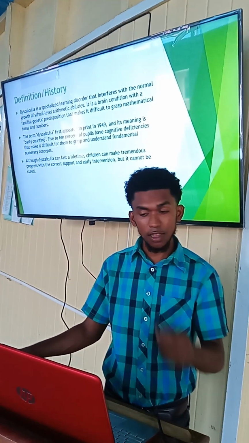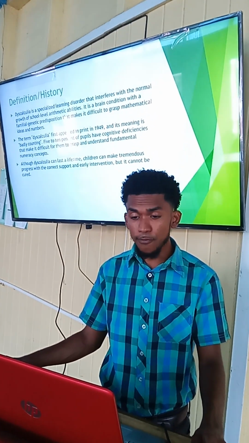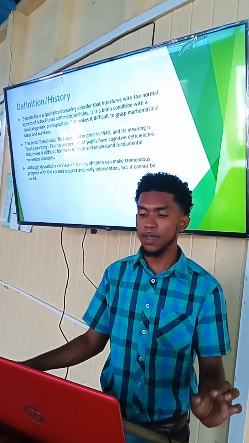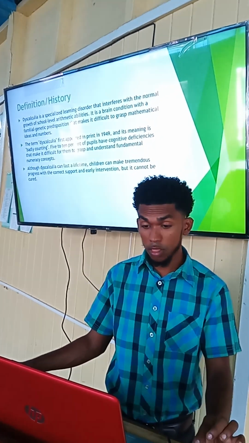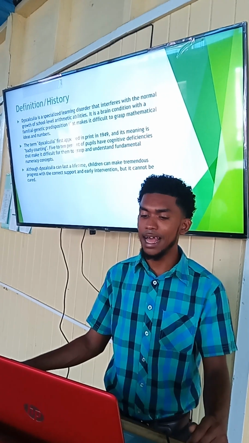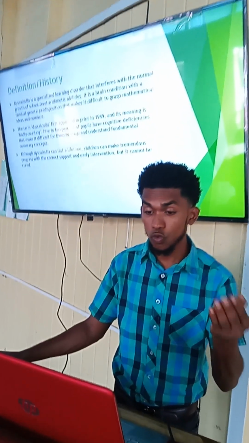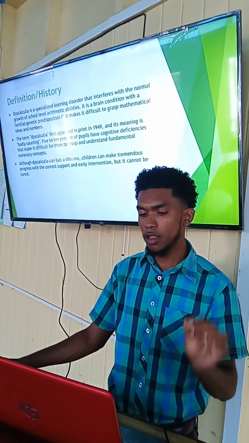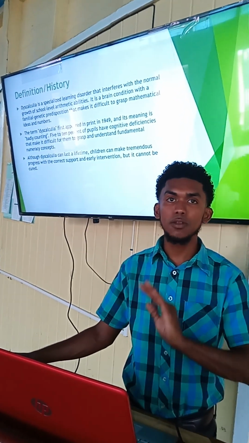5 to 10% of pupils have cognitive deficiencies that make it difficult for them to grasp and understand fundamental numeracy concepts. Although dyscalculia can last a lifetime, children can make tremendous progress. So there is hope with the correct support and early intervention, but it cannot be cured.